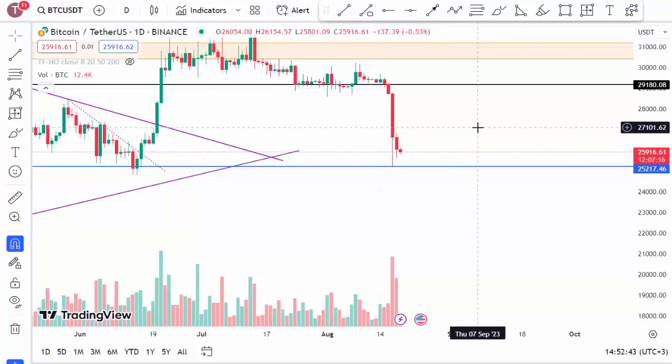For an entry point, it's reasonable to set it around the $25,000 level. If we make an entry around $25,200 levels, it will be important to set a stop level just below, so that in case it drops below, we minimize our losses.